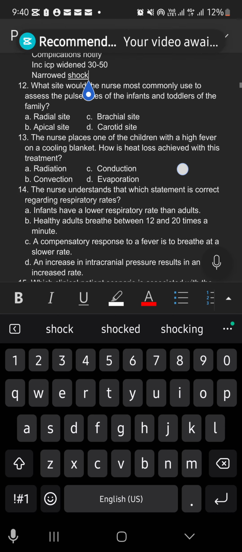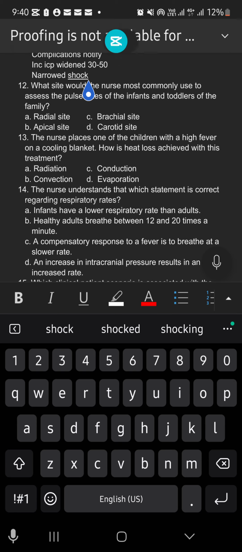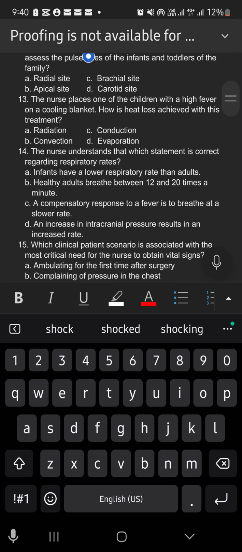Let's go to number 13. The nurse placed one of the children with a high fever on a cooling blanket. How is heat loss achieved with this? Since we're talking about heat loss, it is very important, especially for newborns, to prevent heat loss due to the fact that they don't have enough subcutaneous fat. Only the vernix caseosa can protect them from heat loss. So do not wipe off the vernix caseosa when you are drying the patient. Dry thoroughly, but do not remove the vernix caseosa.